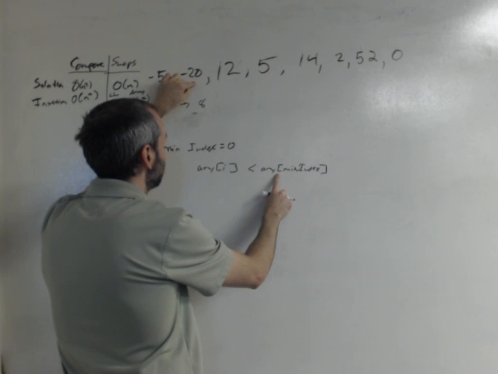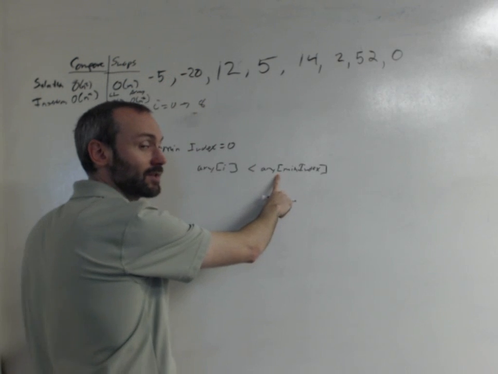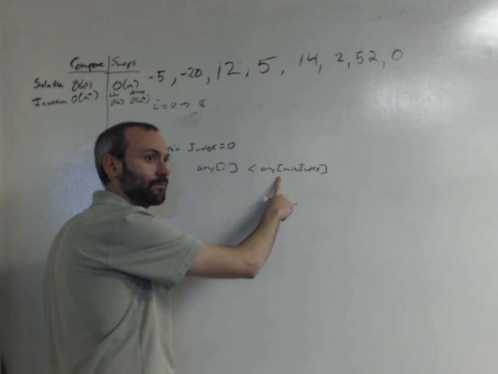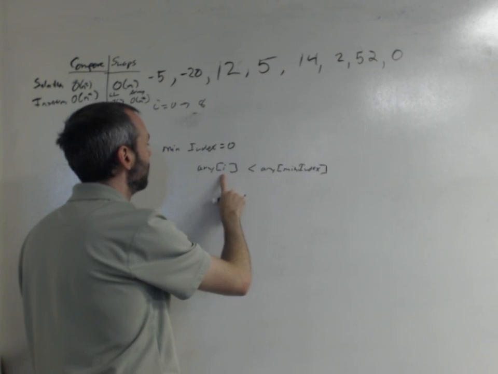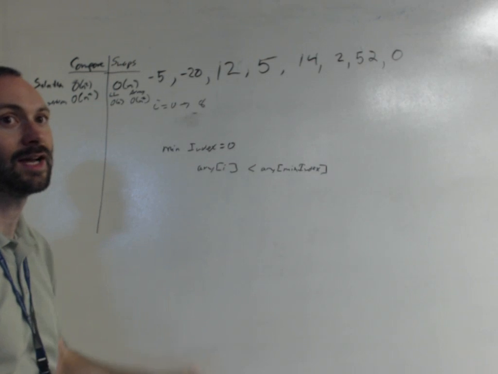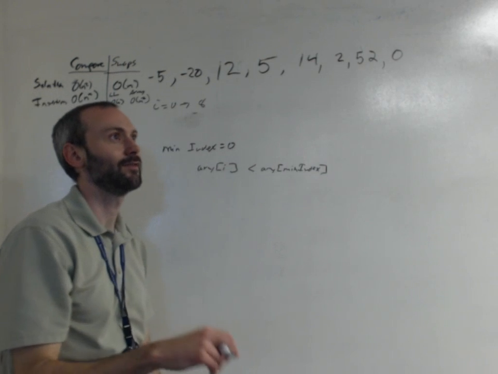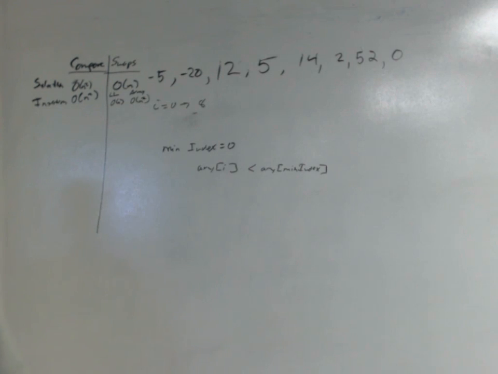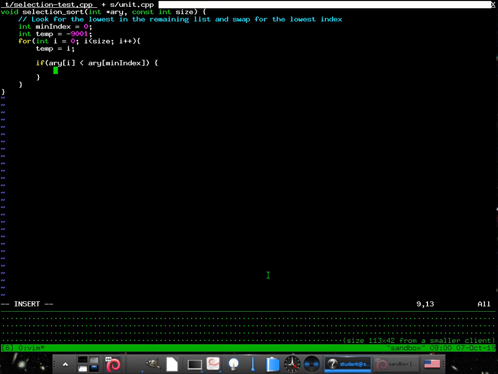Next, we're going to see if -20 is less than, what's ARY sub min index going to be when i is 1? -5. Yeah, -5, and this is -20. It is less than it. So what do we need to do? Because min index is supposed to point to the index that has the smallest value. If that's the case, then you don't want to mess with the array. You got this, Blake. Go for it.